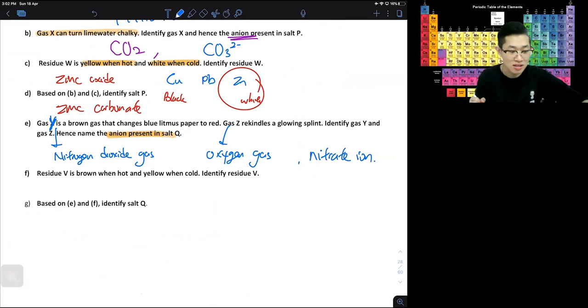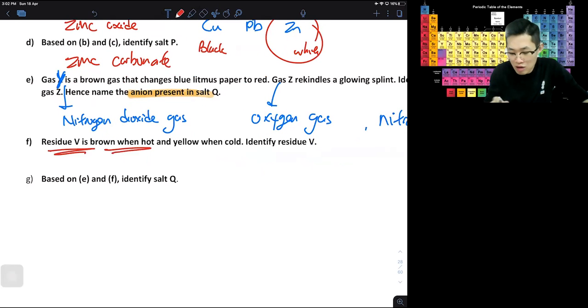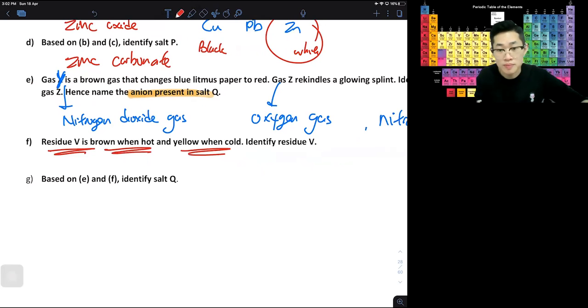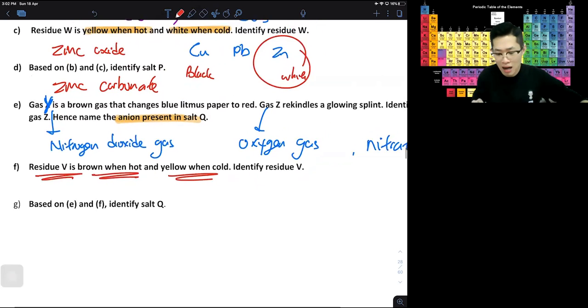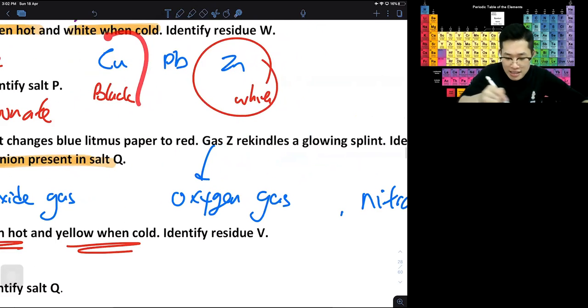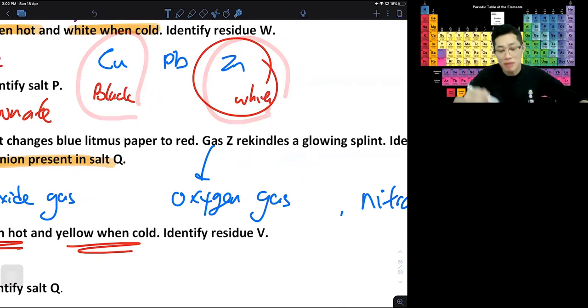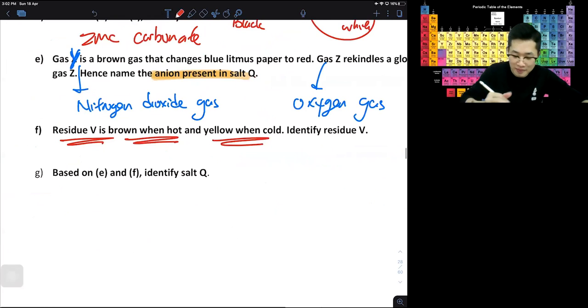This is how. Okay, and then residue V is brown when hot, yellow when cold. Brown when hot, yellow when cold, black is here, white is here. Then this one must be PbO.